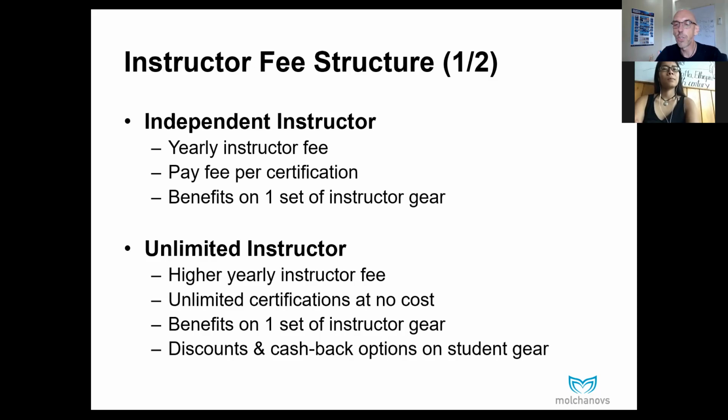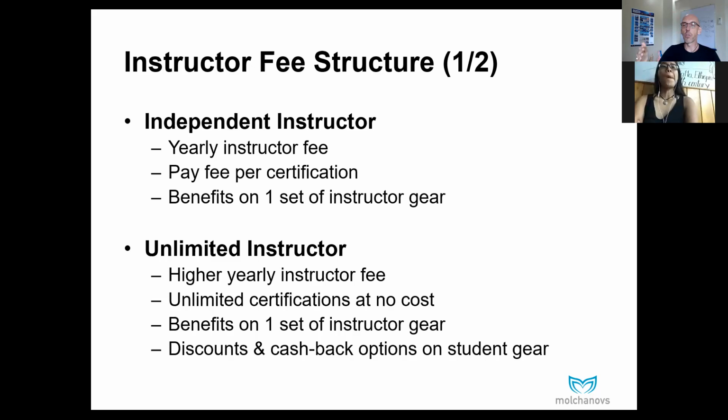So the moment you assign study material, you need to pay for the kit. Yearly instructor fee, I'm not 100% sure, so please don't pin me down on this. I think the independent instructor currently pays something around 90 or 120 US dollars, or maybe 150 US dollars per month. And then you pay for each student $25. And you get a discount on one set of instructor gear. So you get a 10 or 20% discount on Molchanovs gear.